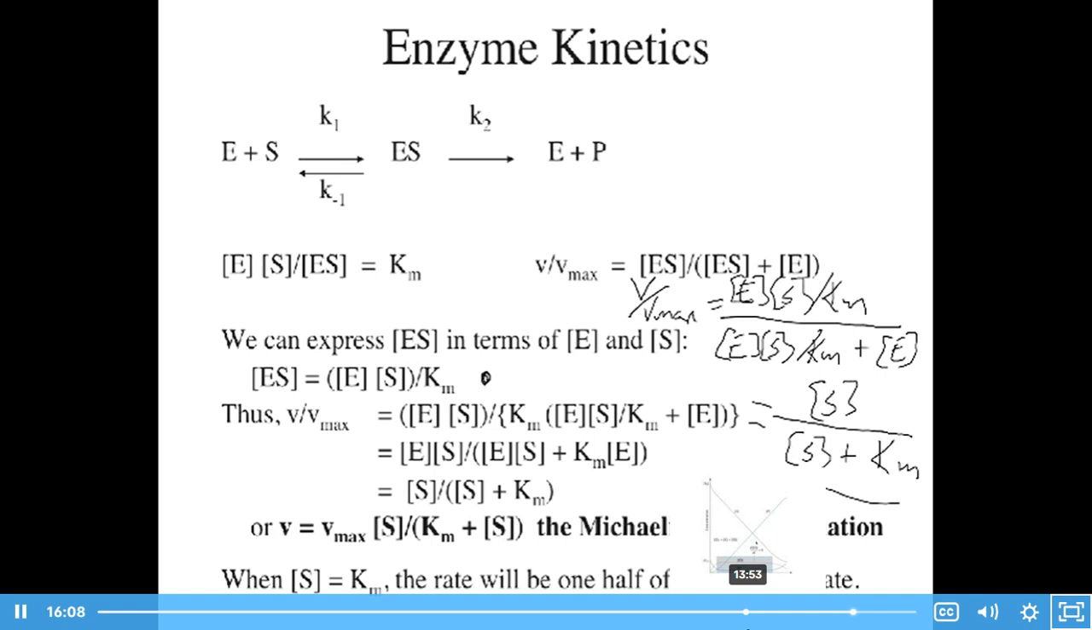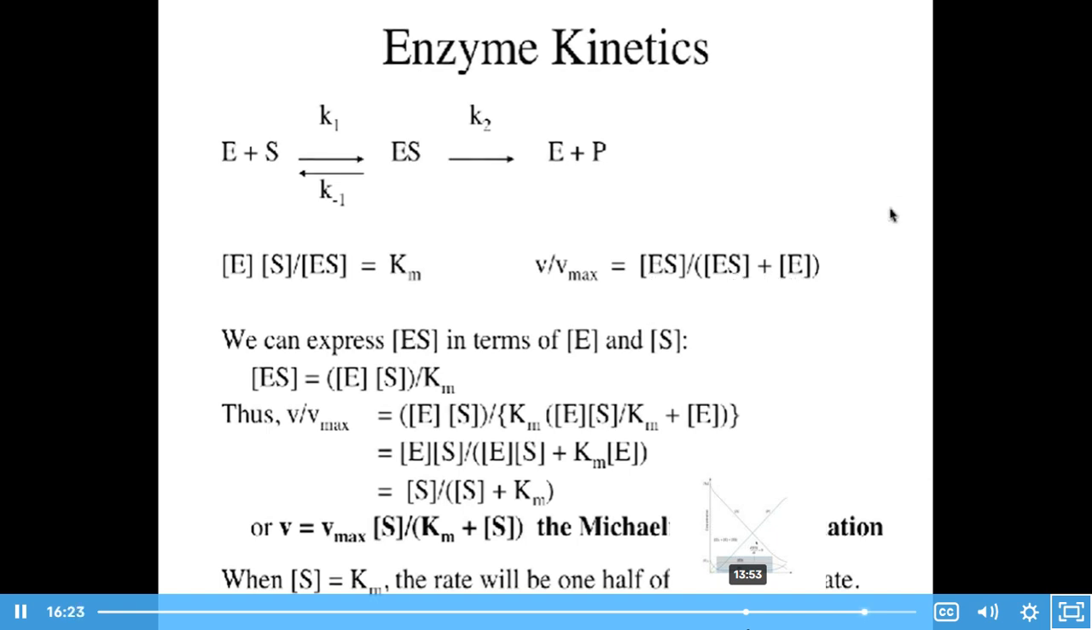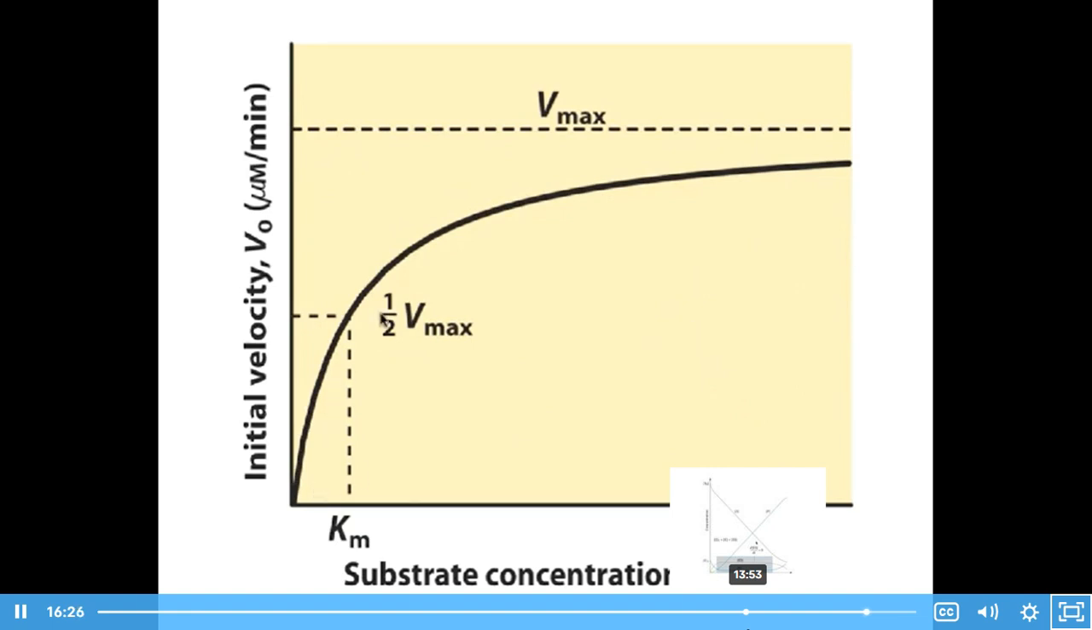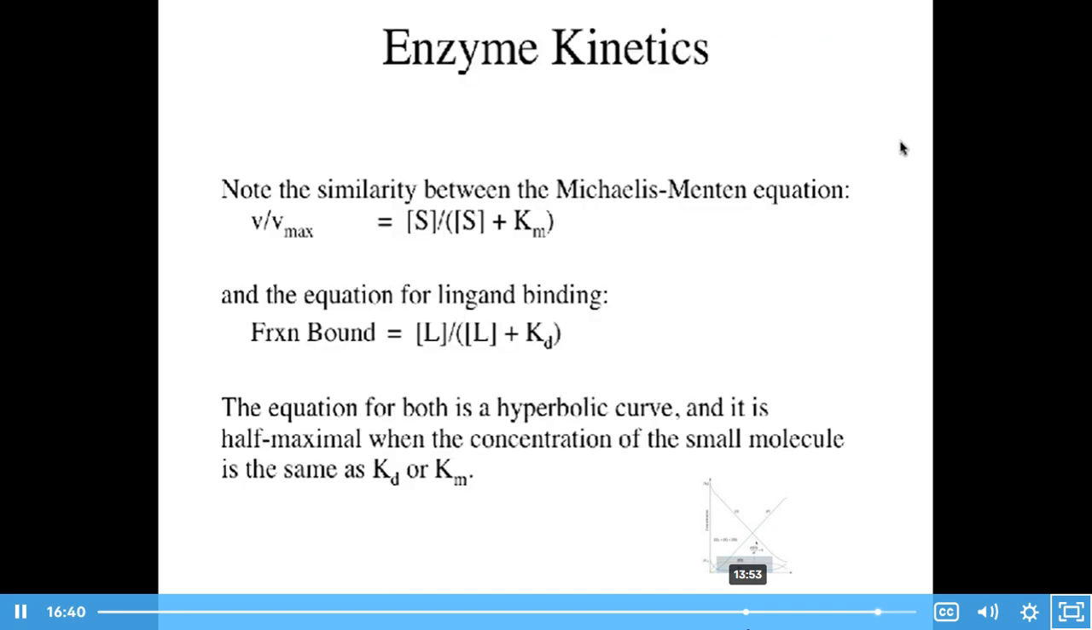Notice that when the substrate concentration equals the Km, the rate will be 1/2 the max. That is, you'll get Km over Km plus Km, which is 1/2. Notice how similar this is to the ligand binding equation? That looks familiar, it should. So you get a hyperbolic curve, where when the substrate concentration equals the Km, we're at 1/2 the maximal velocity. And as substrate concentration increases beyond that, we'll approach a maximal velocity, Vmax. That is, V over Vmax will be 1.